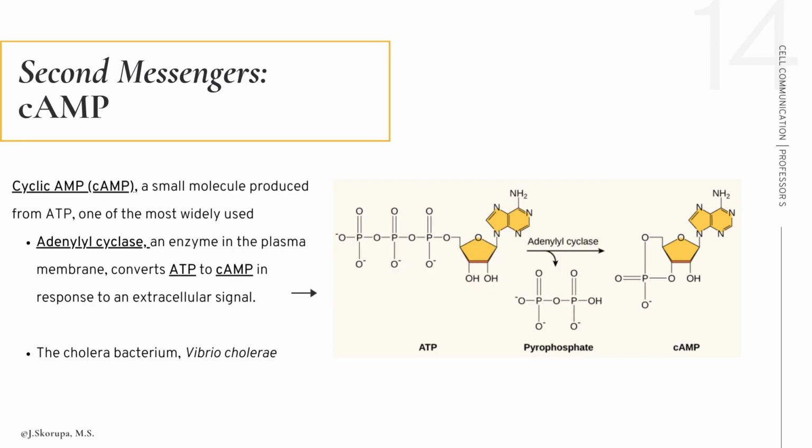Let's start with cAMP. Cyclic AMP is a small molecule synthesized by the enzyme adenylyl cyclase, or sometimes you'll see adenylate cyclase, from ATP. Notice that two phosphate groups are lost from ATP, creating AMP, adenosine monophosphate. And can you find the cyclic part of the molecule? Adenylyl cyclase is an enzyme anchored in the plasma membrane. And again, it converts ATP to cyclic AMP in response to an extracellular signal.